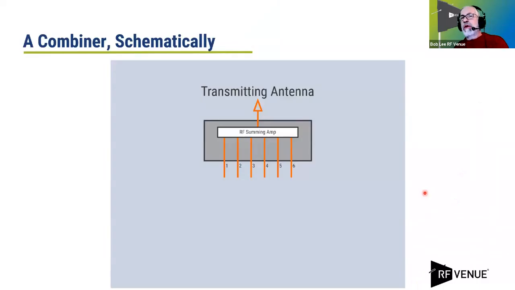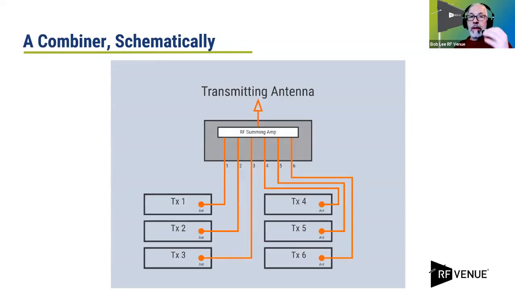Just like the distro is a distribution amp where you take one signal and split it out into a bunch of different feeds, the combiner is going in the opposite direction. It's summing several signals together and producing one composite output. Think of it like an audio mixer, except you don't have input trims and EQ and stuff like that. It's just straight RF into the summing amp.